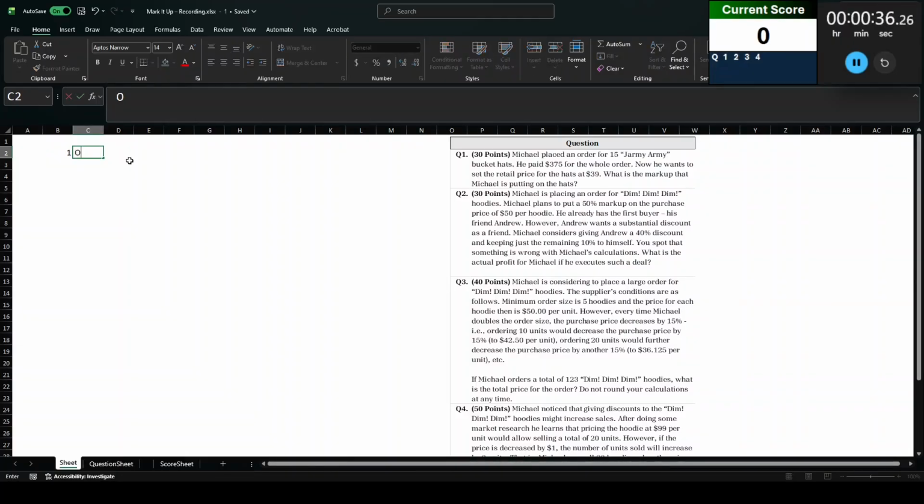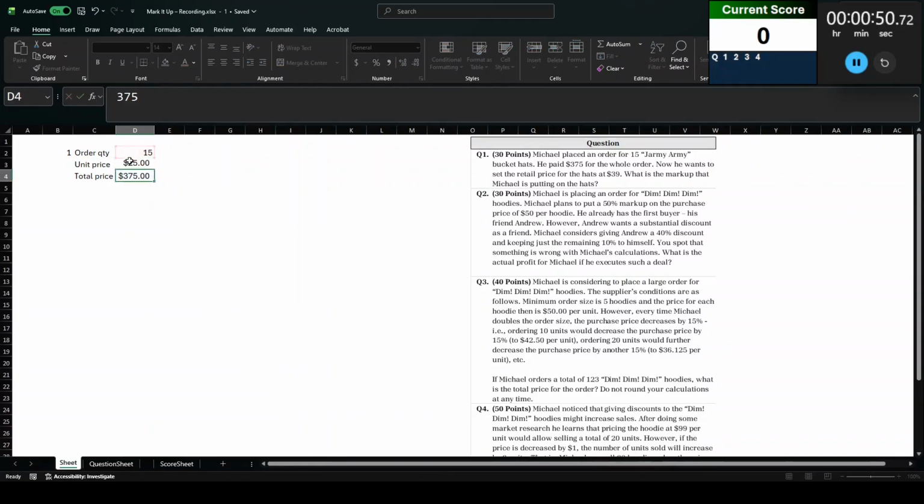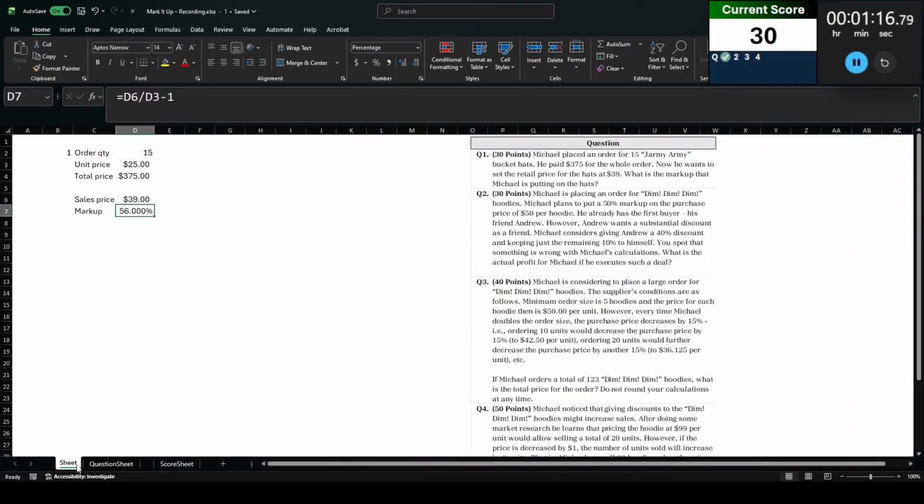So order quantity was 15 hats. Total price was $375. So then that must mean unit price, let me just zoom this out so we can see, must be 375 divided by the 15. So there must be $25 each. Now the sales price is going to be $39. So we need to figure out what was the markup that gets us from 25 to 39. We can do that by taking the new divided by the old minus 1. That gets us our markup percent. We're going to have a 56% markup when we put that in, and that will answer question 1.